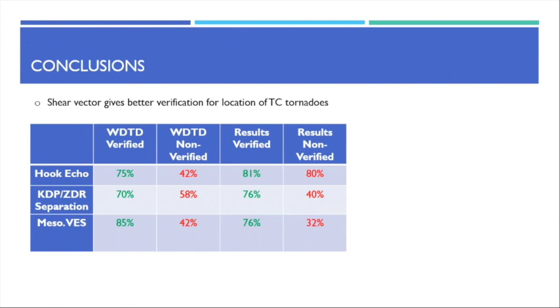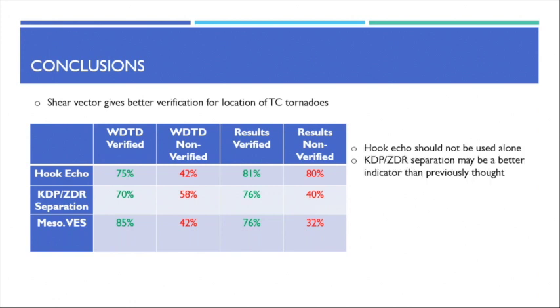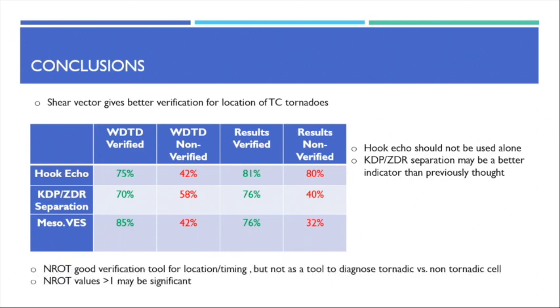Going into the KDP-ZDR separation, the results for my non-verified are slightly lower than theirs, showing that KDP-ZDR separation may be a better indicator than previously thought and could be used more often than the mesocyclonic VES signature. And then for the VES signature, 85 for verified, 76 for non-verified, and those results remain about the same as what I found for the guidance.